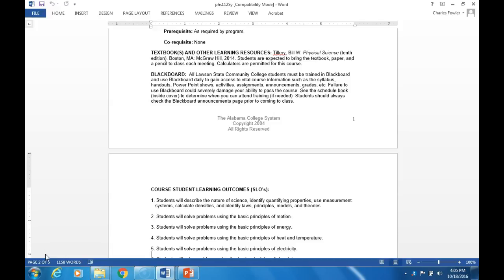I do not like this next sentence. "Students should always check the Blackboard announcement page prior to coming to class." Why would that sentence be in there? Any guesses? Say again? In case your class is canceled, okay? And guess what, team? I try not to cancel class. I can't say I'll never, but unless something major happens, I'm going to try to be here. I'll try to be on time, and we're going to have class.